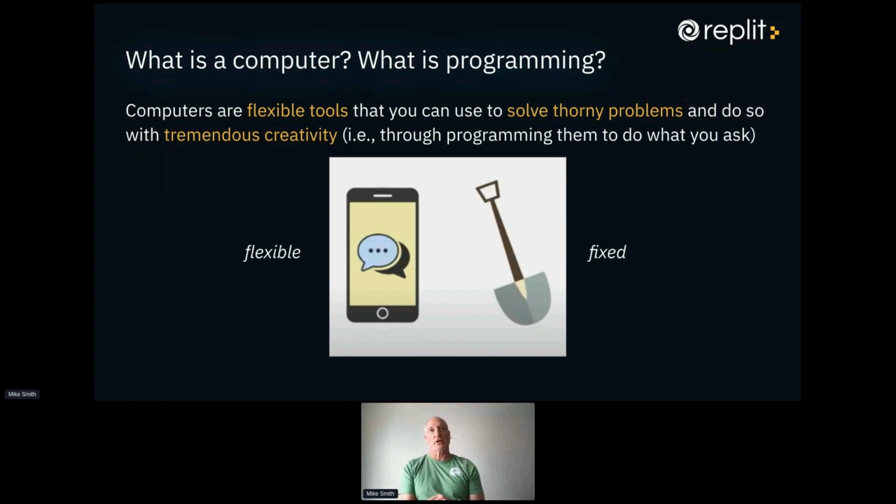It's a short couple of minute video that answers the question, what is a computer and what is programming, to try to put them in the right frame of mind. No matter what they've heard before, I want them to be thinking, as it says here on this slide, computers are flexible tools and you use them to solve thorny problems. And you can do so with great and tremendous creativity by programming it to have them do what you ask them to do. And I compare in this video a tool that I claim is a fixed tool, a shovel.